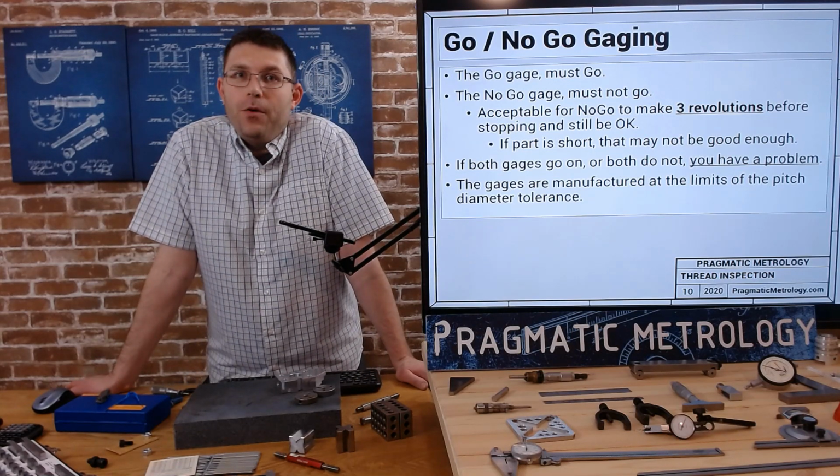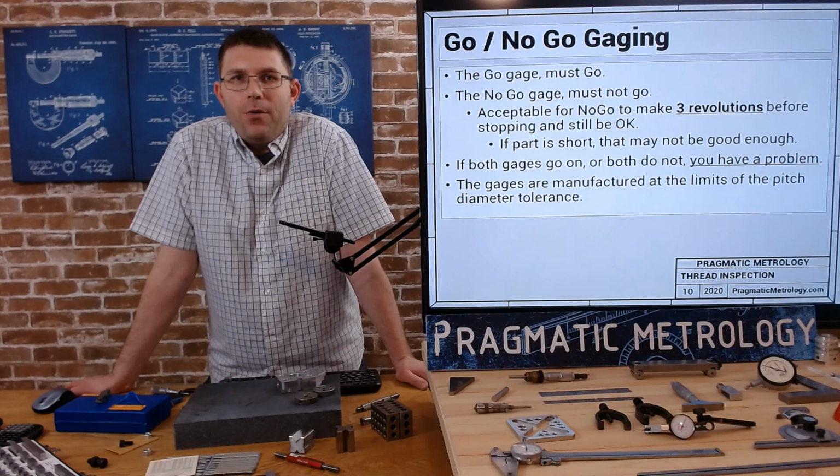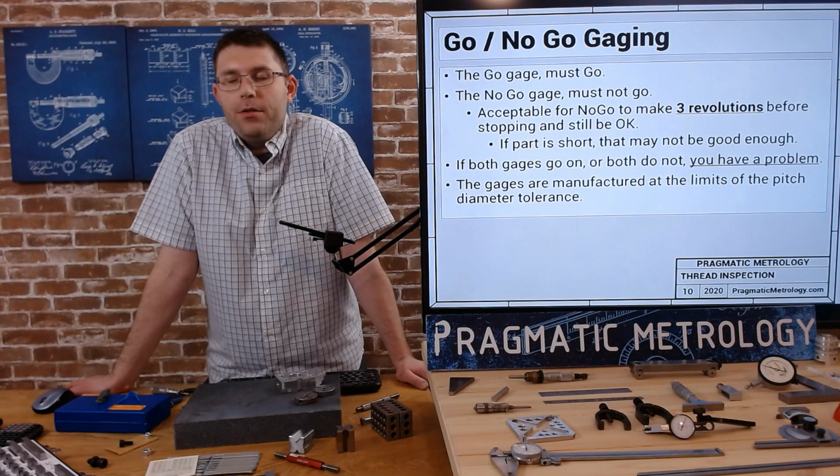And then in simplest terms, if both gauges go on or both do not, you have a problem. Only one or the other. Only one should go on. It should be the Go.